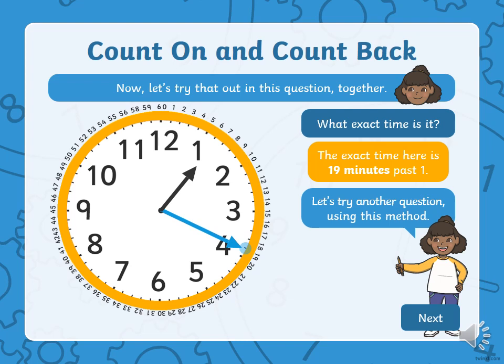And then once we look at the minutes, we can look at the hour hand, which is just gone past 1. So we know that it's past 1 o'clock. So we refer to it as 19 minutes past 1. Because it hasn't passed the half past, the 6 line, we do not need to refer to it as 2. It's 19 minutes past 1, not 19 minutes to 1.